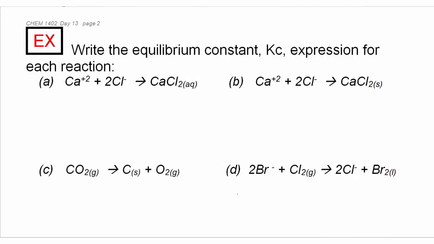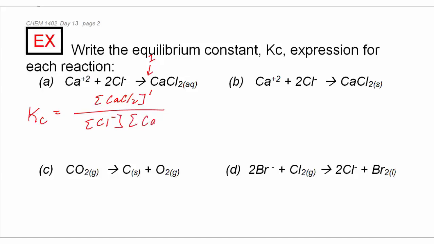Let's do a little practice here. Write the equilibrium constant expression for each reaction. Okay. So for the first one, Kc, products over reactants. Concentrations raised to their stoichiometric powers, leave out solids and liquids. Do that for each one of these. So for the first one, you'd have brackets, concentration of calcium chloride. You can raise it to the 1 because that's a 1. But a lot of times we leave out the 1s, right? But in the denominator will be the reactants, chloride and the calcium ion. Raise them to their stoichiometric powers. Chloride is a 2, calcium's a 1.